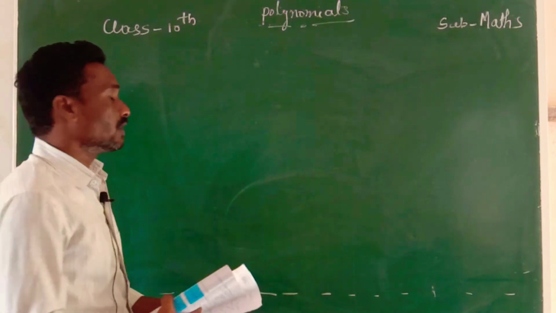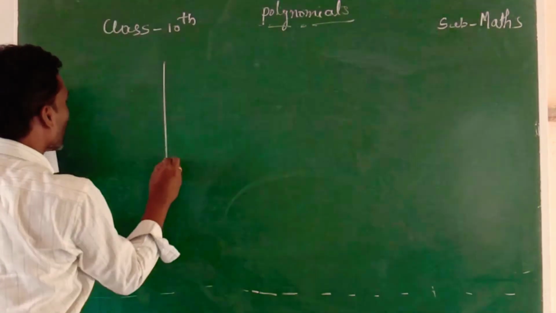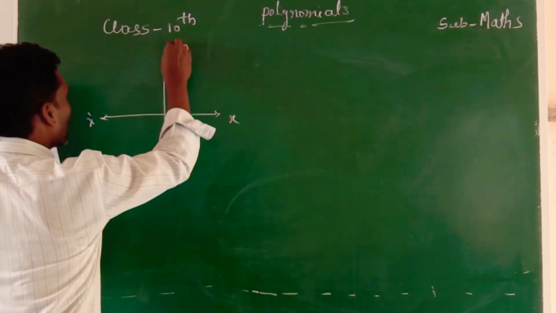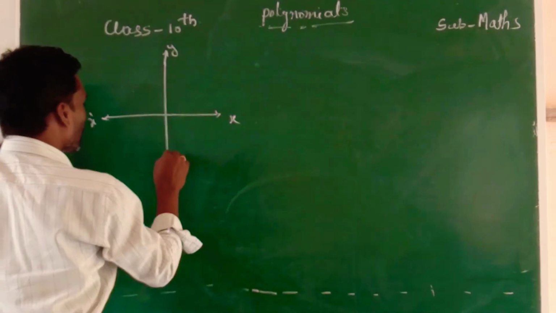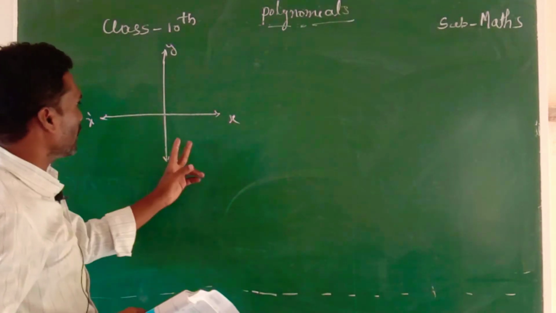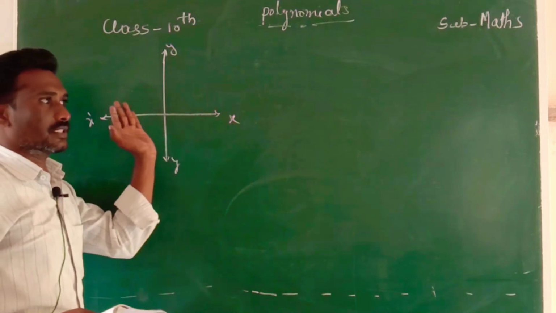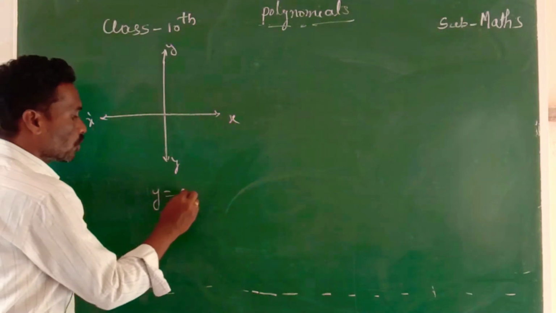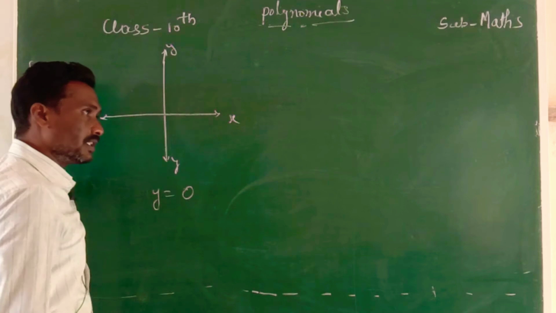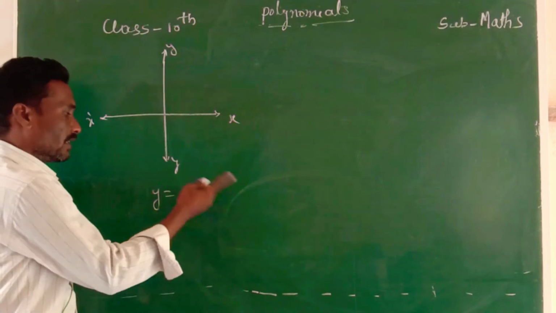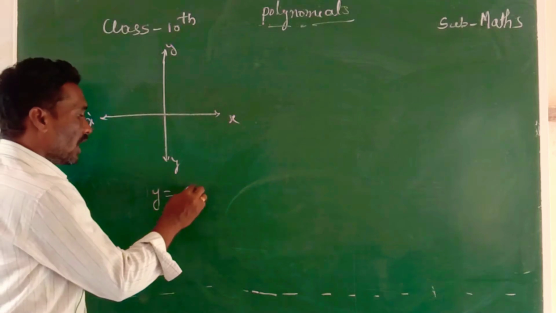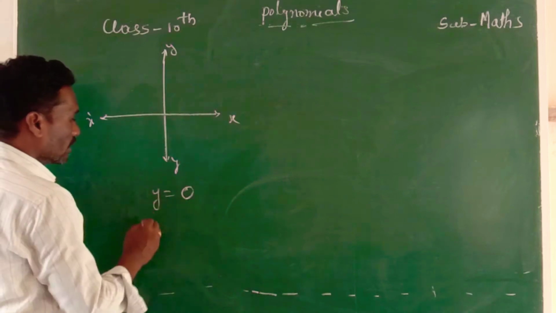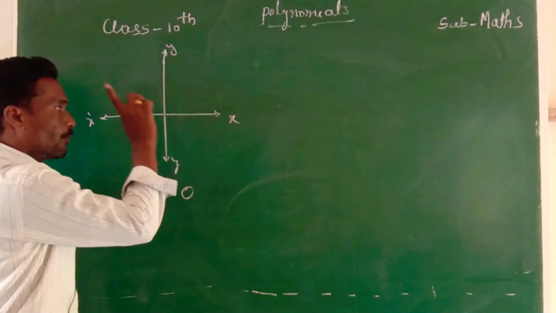By seeing this, we already know how zeros of the polynomial look on a graph. Here this will be x and x dash, and y and y dash. Zeros of the polynomial is nothing but how many times the graph line is crossing the x-axis; that is called the zeros of the polynomial. Means the y value will be 0 after taking the value of x. After taking that value of x, y becomes 0. That is the zeros of the polynomial.